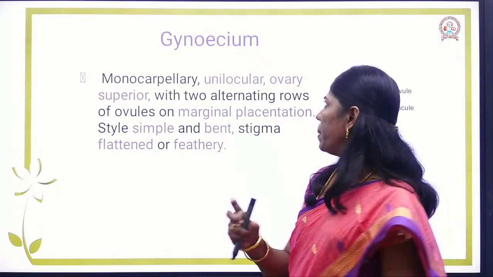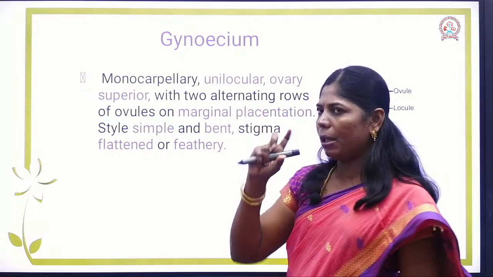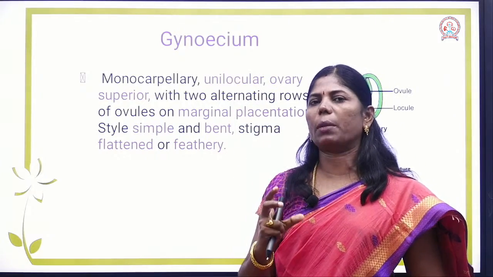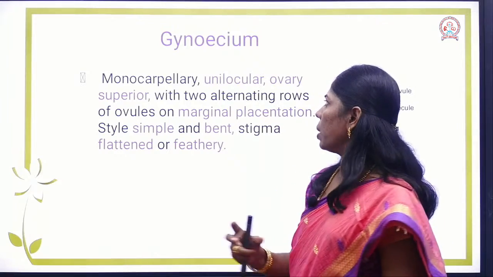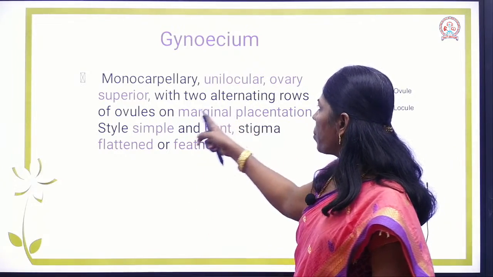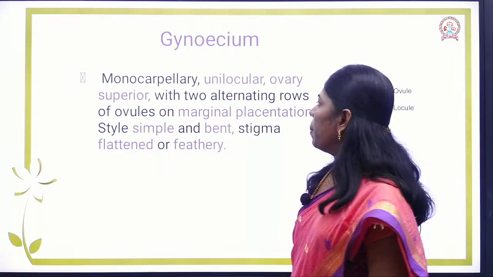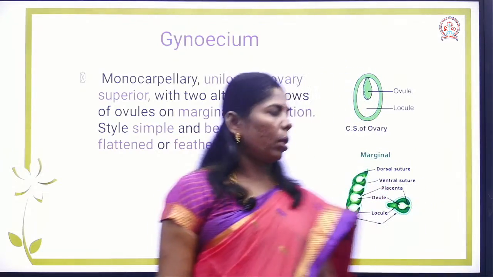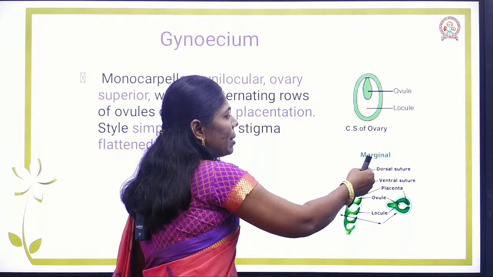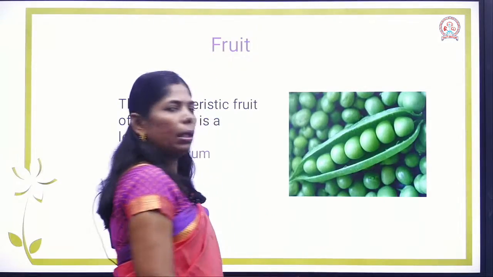Monocarpellary means single carpel is there. So unilocular, single locule. The number of locules is based on the number of carpels. So with two alternating rows of ovules, that is marginal placentation. Okay? So if you see how the rows are arranged, it is in the marginal region.